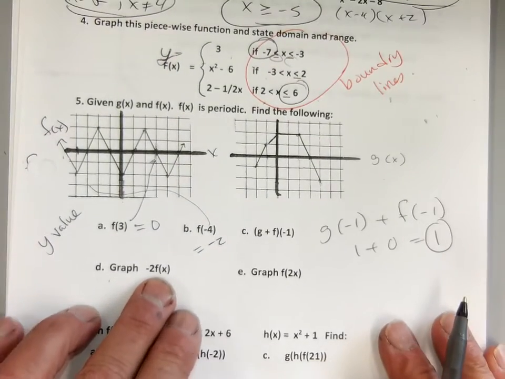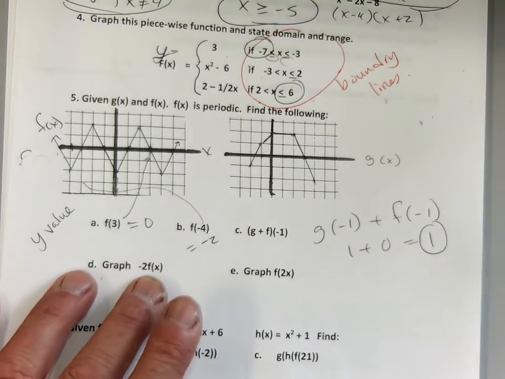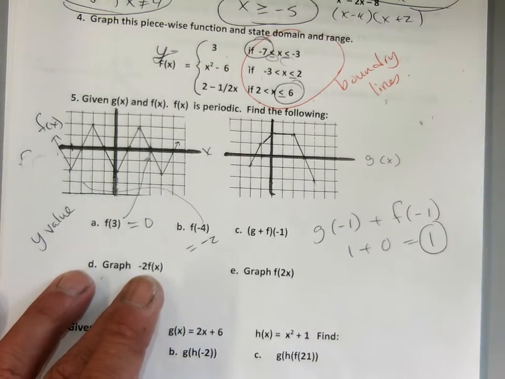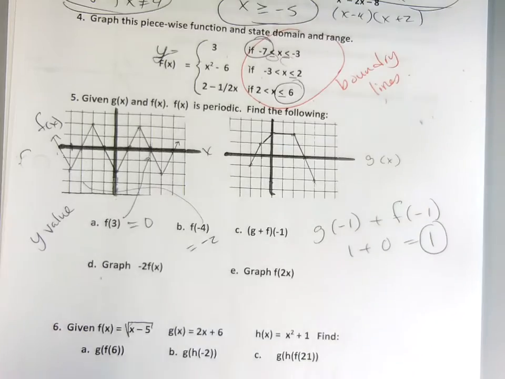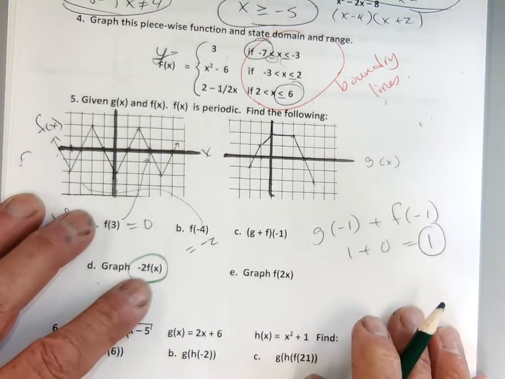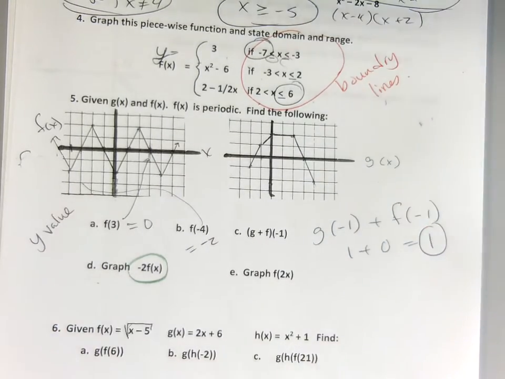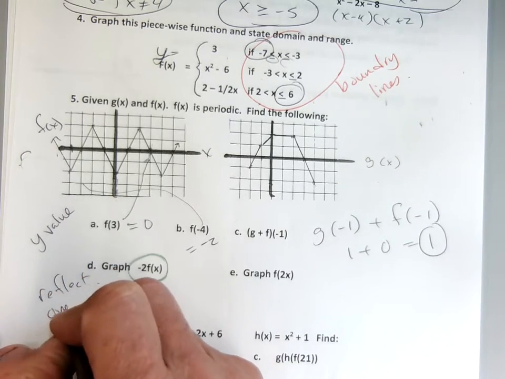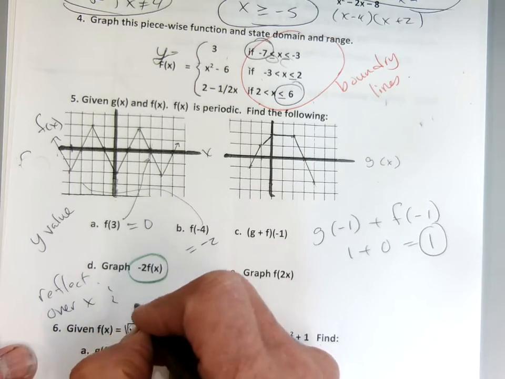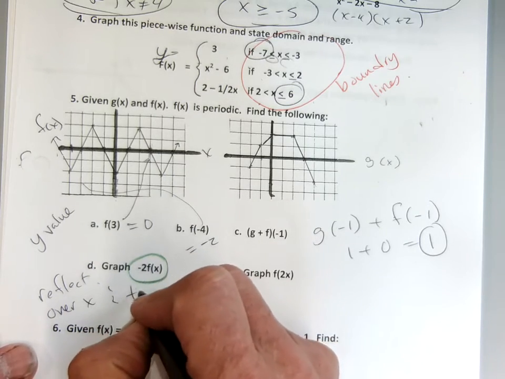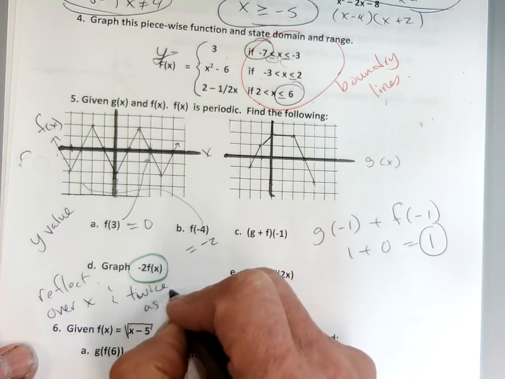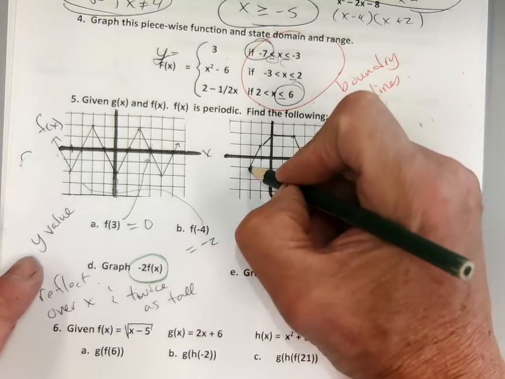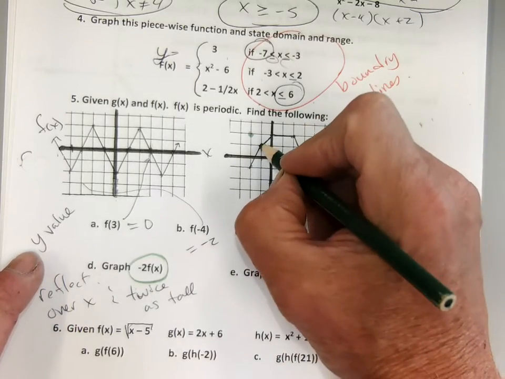D, graph -2 f of x. I'm just going to use a color. I know you guys don't mind the colors. Let's see. What color do I have in here that I like? Oh, here's a green. I'll do this one in green. So it's going to be upside down and twice as tall. So we're going to reflect over x, and we're going to change its amplitude to twice as tall. So it's going to look like this. This point goes up to here. This point goes to here.